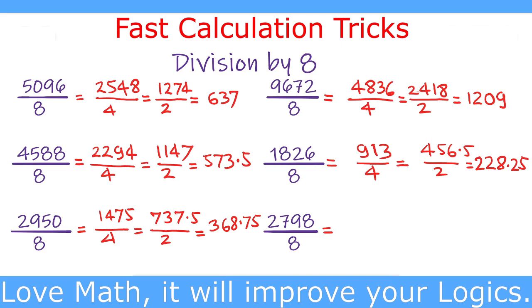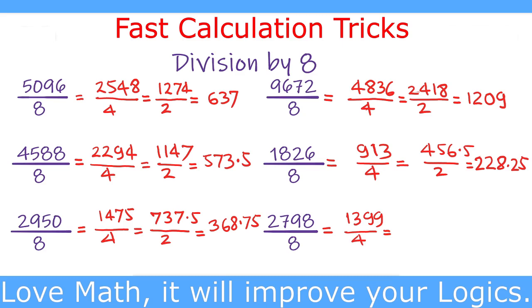2798 divided by 8. Half of 2700 is 1350 and half of 98 is 49. So 50 plus 49 is 99. So this becomes 1399 divided by 4. Now we further half it.